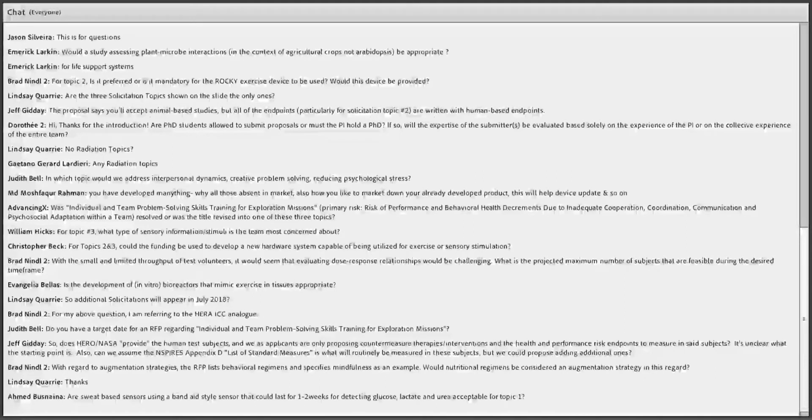Brad's question. With regards to augmentation strategies, the RFP lists behavioral regimens and specifies mindfulness. As an example, would nutritional regimens be considered as augmentation strategy in this regard? Absolutely, in terms of the ability to reduce stress or enhance the exercise regimen to derive a beneficial effect. But again, the conceptualization matters, and the ability to show how it reduces stress or enhances resiliency is the kind of conceptualization that needs to be represented.